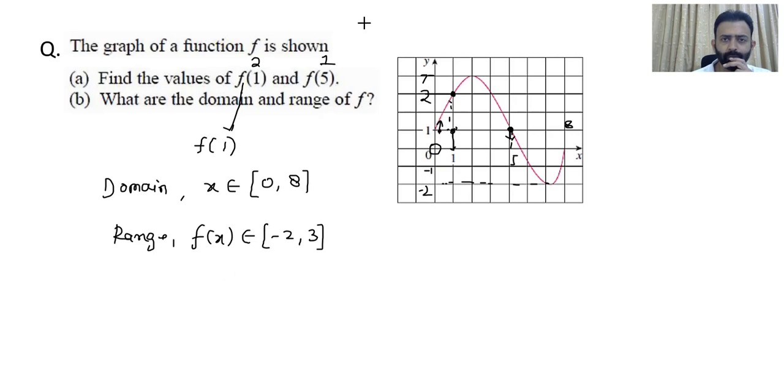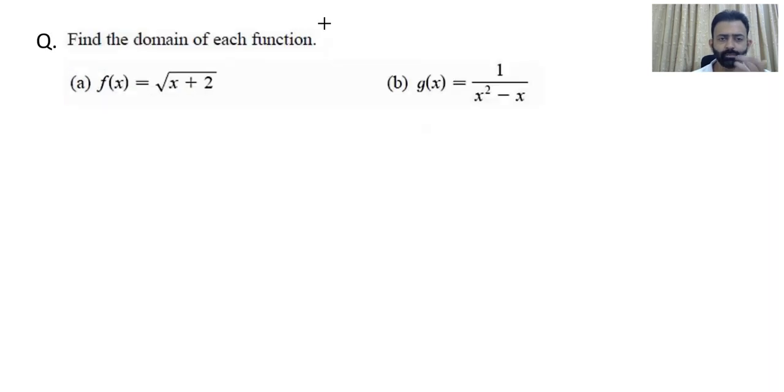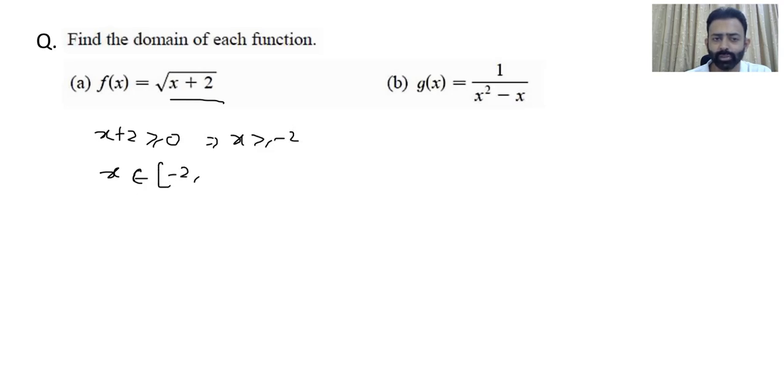Fine. I think yes, a couple of questions on domain also. As we have learned, this is type 2, in which a square root of something is written. So for a square root, x plus 2 must be greater than or equal to 0. So the domain for this is that x is greater than or equal to -2. So x belongs to -2 till infinity.